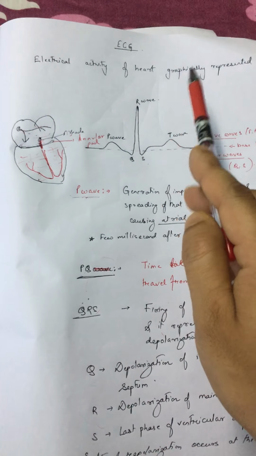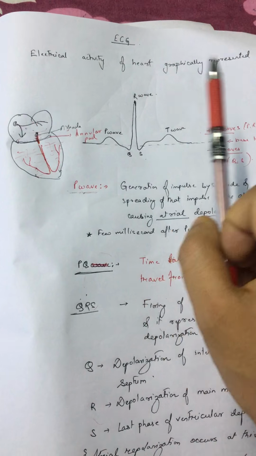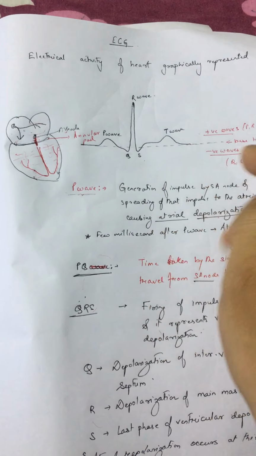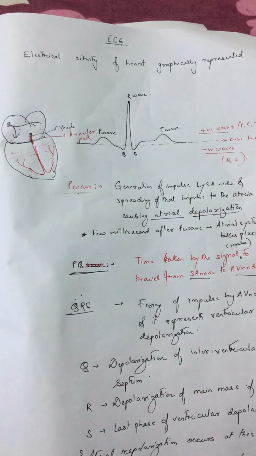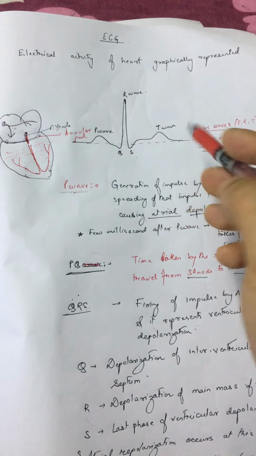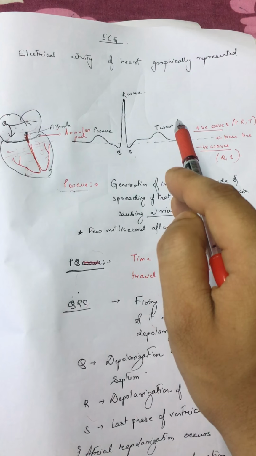Hey guys, so in the previous class we discussed the electrical activity of the heart. Today we'll be discussing the graphical representation of that electrical activity. I had already drawn the diagram and all the waves, because I don't want to make the video very long. So this is the graphical representation of the electrical activity of the heart.